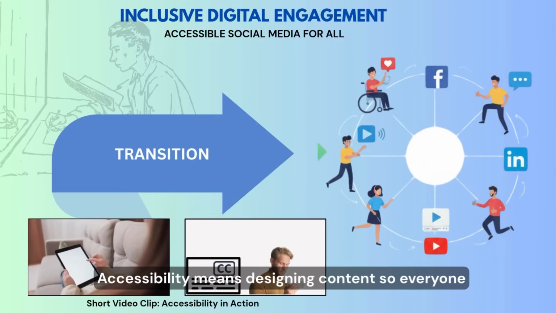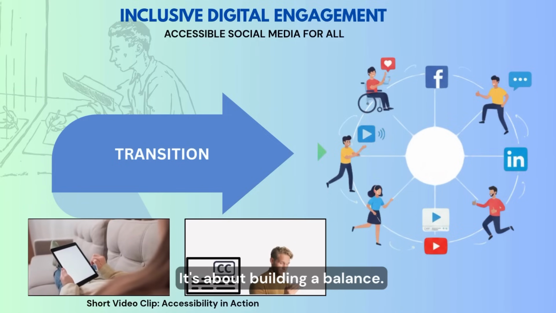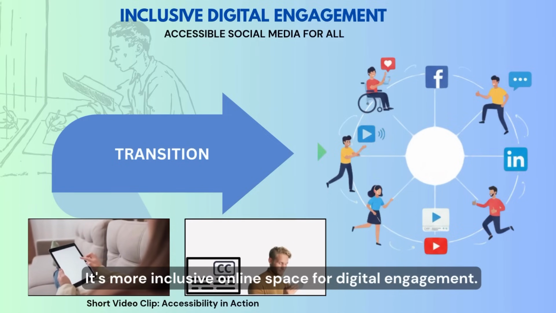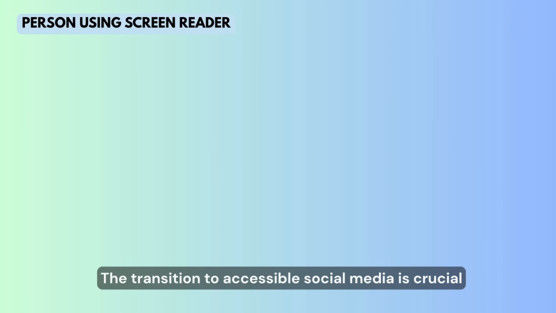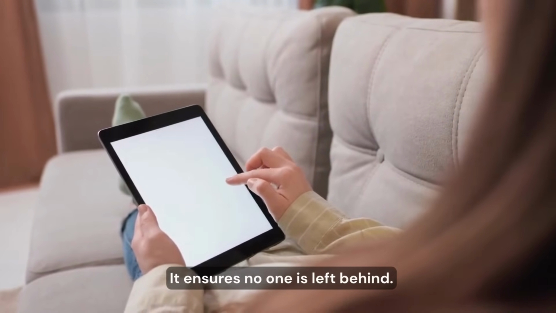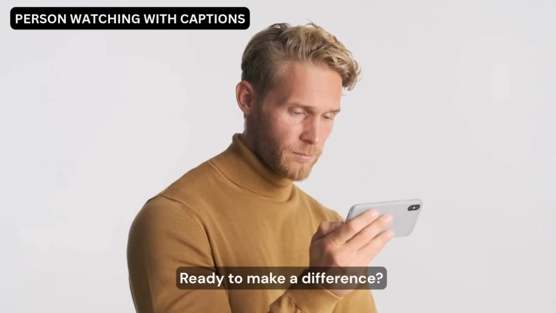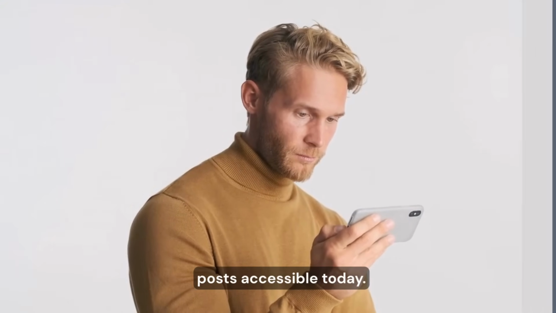Accessibility means designing content so everyone can use it, regardless of their abilities. It's about building a better, more inclusive online space for digital engagement. The transition to accessible social media is crucial for everyone, as you can see in this visual. It ensures no one is left behind. Ready to make a difference? Let's look at 5 simple ways to make your social media posts accessible today.